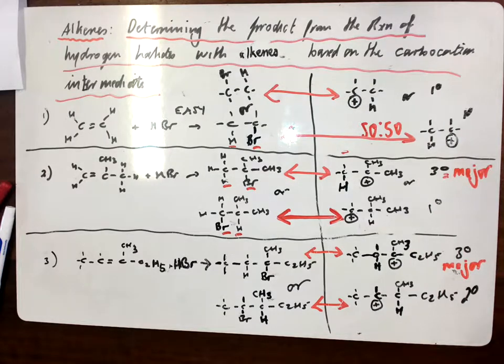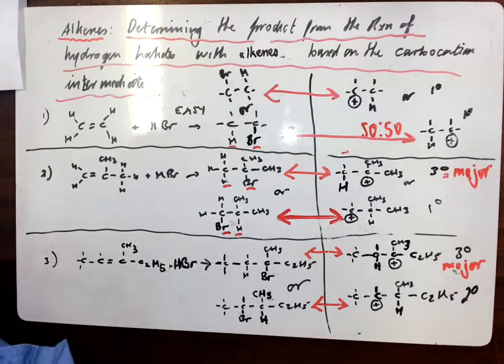Okay guys, so we're going to have a look at the reaction of alkenes with hydrogen halides, so hydrogen chloride, hydrogen bromide, etc. I'm going to look at how we work out what the product is in these firstly, and then we're going to look at how we work out if there are two possible products, which one is the major product and which one is the minor product.